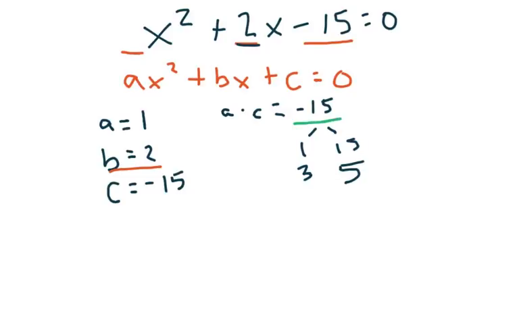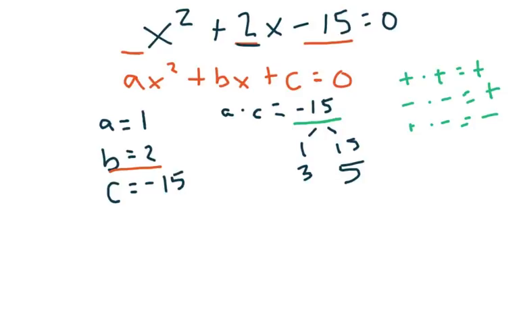our a times c, that's negative. How do you get a negative? How do you multiply to get a negative number? Well, keep in mind that a positive times a positive is a positive. A negative times a negative is also positive. And in order to get a negative number, you have to multiply a positive number times a negative number. So now we know that one of these numbers, between the 3 and the 5, one has to be positive and one has to be negative.